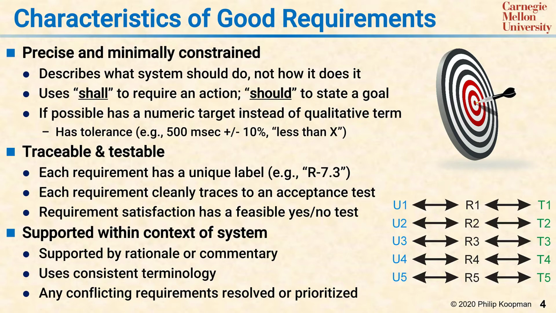Requirements should use consistent terminology. Anytime you use two different words, that raises the question, now did you mean the same thing by those two different words, or are they different things? So a good set of requirements uses the same word to mean the same thing throughout. It's difficult to create a large set of requirements with no conflicts whatsoever. Typically there are conflicts, and the requirement should provide advice on how to resolve or prioritize the conflicts.